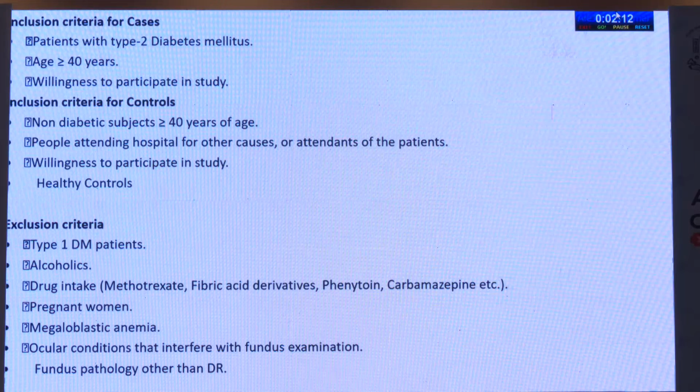The inclusion criteria for cases include patients with type 2 diabetes, age more than 40, and willingness to participate in the study. Inclusion criteria for controls included non-diabetic subjects more than 40, people attending hospital for other causes, and willingness to participate in the study, and also healthy controls. The exclusion criteria included type 1 diabetes, alcoholics, drug intake mainly methotrexate, fibric acid derivatives, phenytoin and carbamazepine, pregnant women, megaloblastic anemia, ocular conditions that may interfere with fundus examination, and any fundus pathology other than diabetic retinopathy.